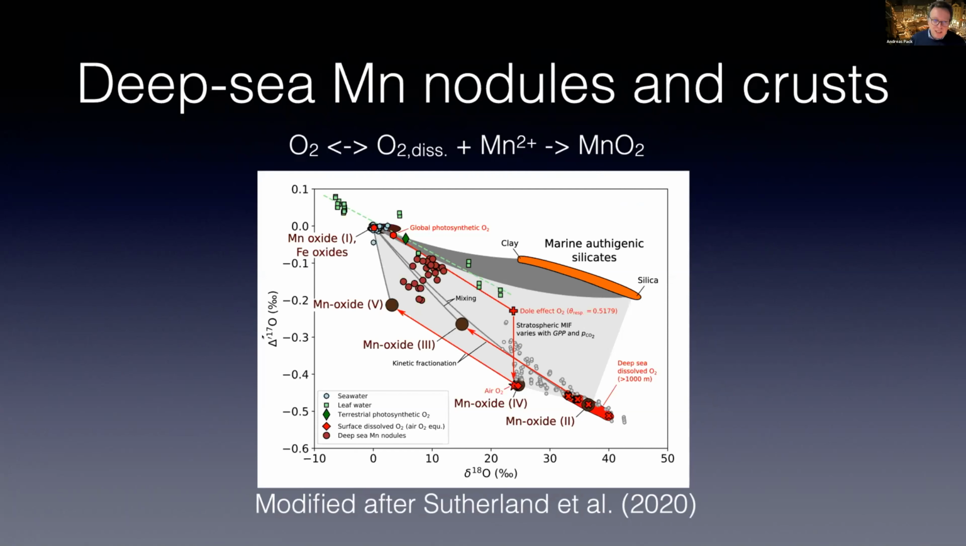And this is a diagram of cap delta 17 versus delta 18 with the data of Sutherland in here. And it's clear that there's a negative anomaly in the manganese oxides, and this anomaly is inherited from dissolved oxygen in the seawater that eventually came out of the atmosphere or equilibrated with the atmosphere. So deep sea manganese nodules and crusts are potential archives for the isotope anomaly of air oxygen. But as shown here, tracing the composition of air oxygen back from measurements of manganese oxides is, at this moment, very difficult because many reservoirs can be involved.